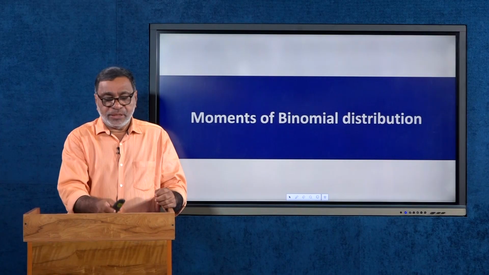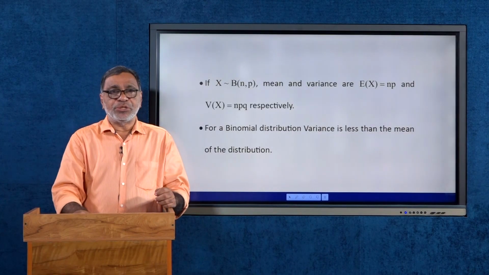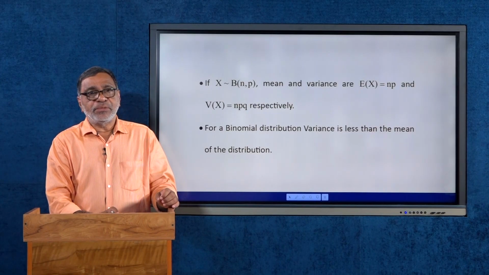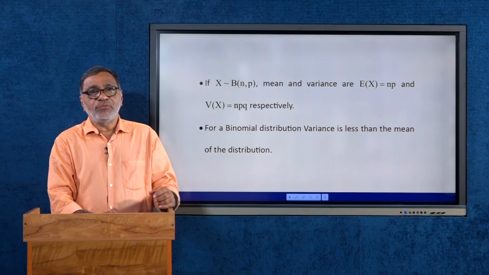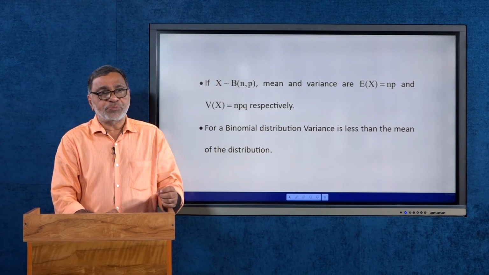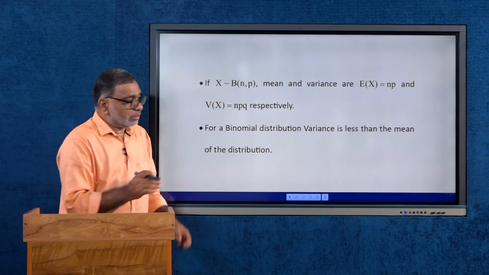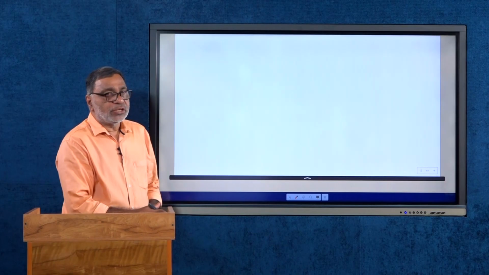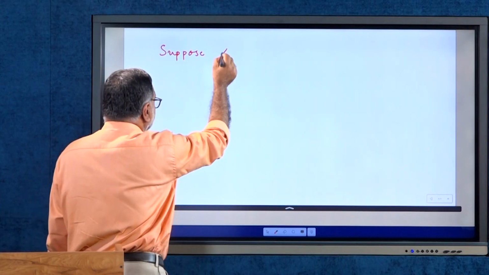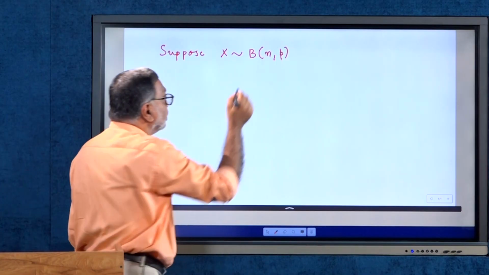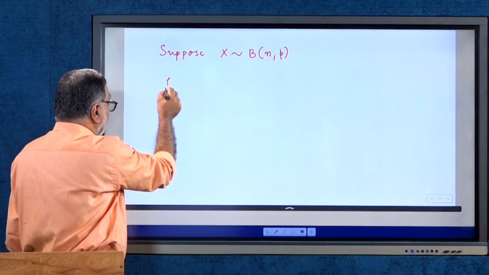So, we are finding the mean of the binomial distribution. Suppose X is a binomial random variable with parameters n and p, then mean and variance are given by np and npq respectively, and that is the derivation of the mean and variance of the binomial distribution that I am going to discuss here.